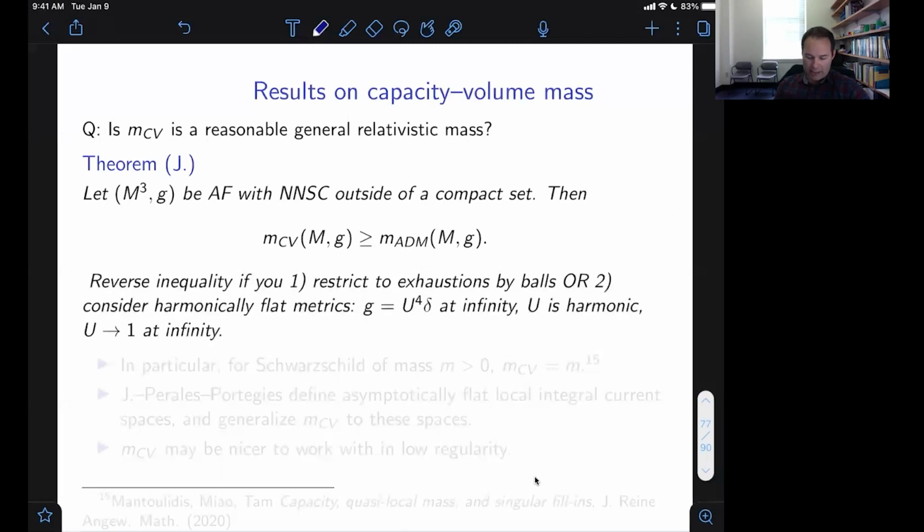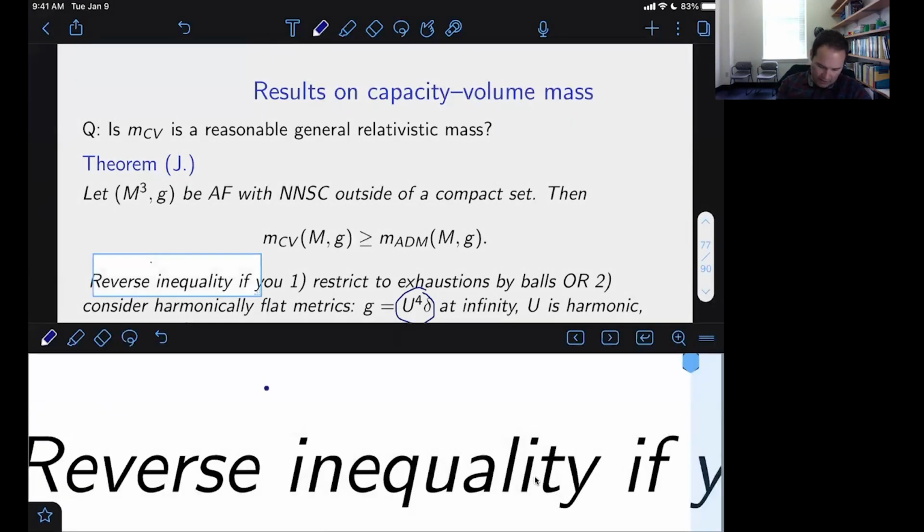The reverse inequality is not known in general. It's known if you look at exhaustions that are balls, that you're not taking arbitrary exhaustions, but you restrict to balls, or if you consider a nicer class of asymptotically flat metrics. These include Schwarzschild, but more generally, they're metrics that are conformal to the Euclidean metric by a harmonic function. So these are still a wide class of metrics to consider, but it is a restriction. The reverse inequality, by the way, requires non-negative scalar curvature globally.